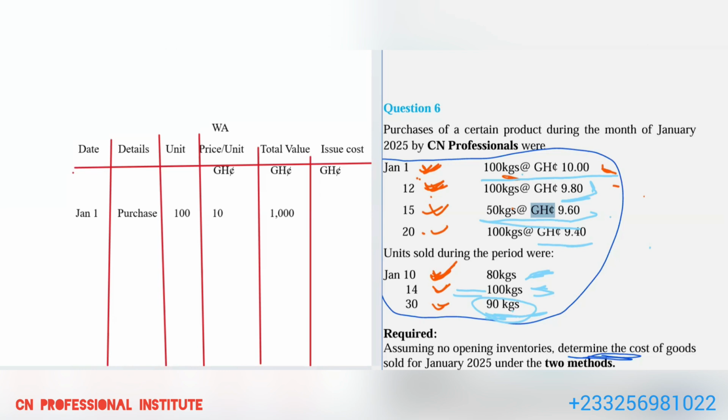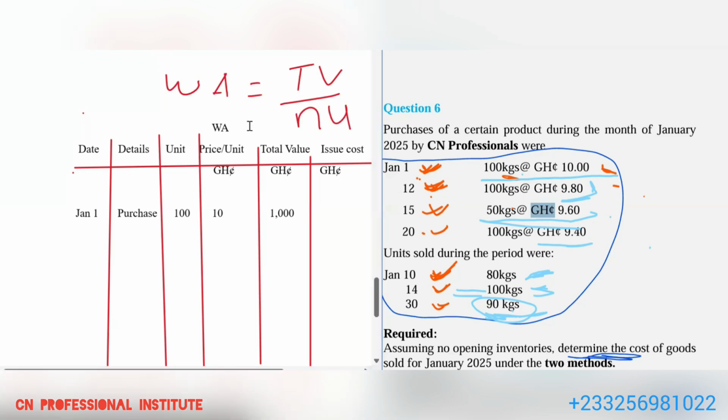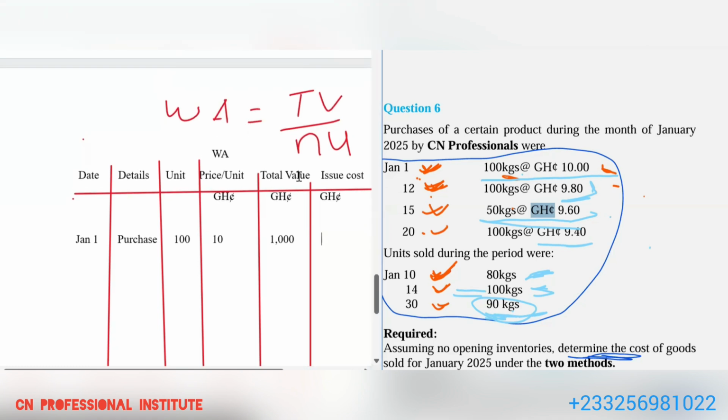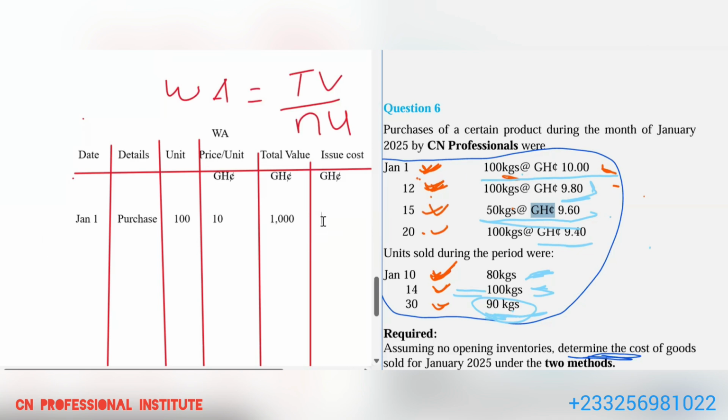And the weighted average formula here, let me give you the weighted average formula, right? Weighted average is equal to the total value of inventory over the number of units. Don't forget, total value of inventory over number of units. That is the weighted average formula, right? So we divide the total value by the number of units. Okay. So if you come to this side, the next issue was in, when did you issue again?